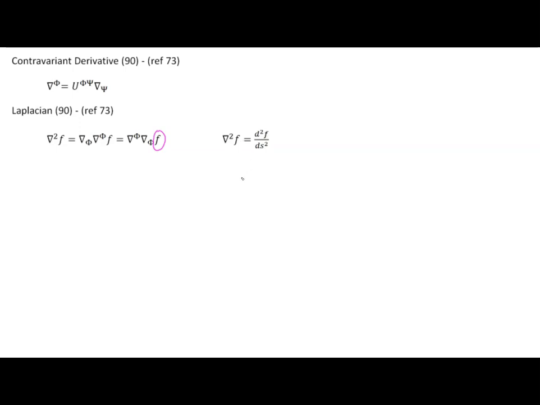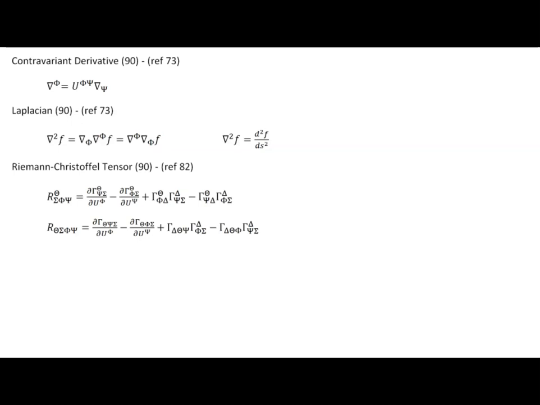Now you'll remember we took advantage of this property when we were analyzing the vector curvature normal. But the point here is that this is a property that is true for any invariant object, not just the position vector. Finally, we'll look at the Riemann-Christoffel tensor.